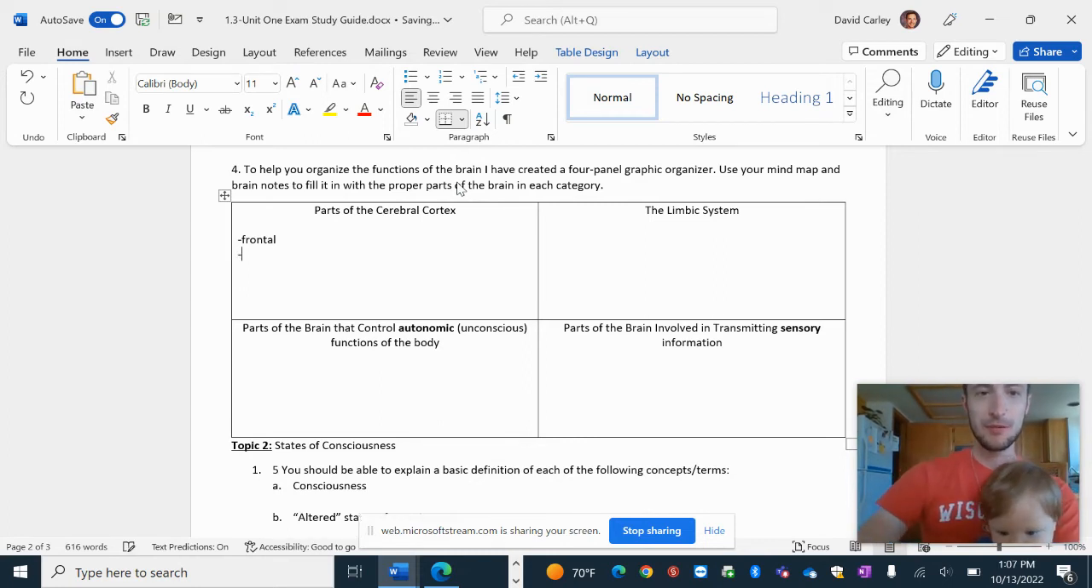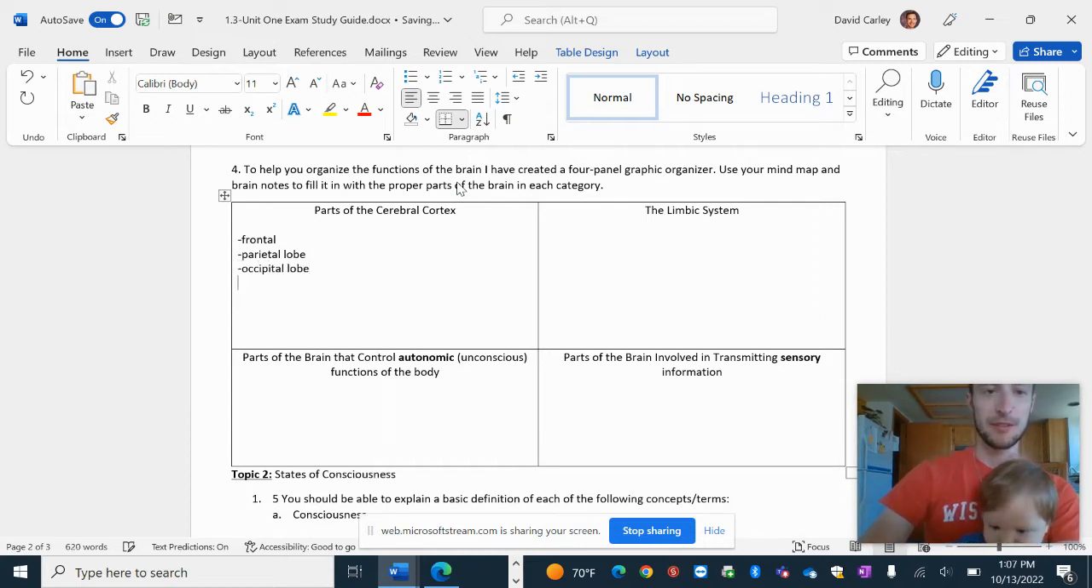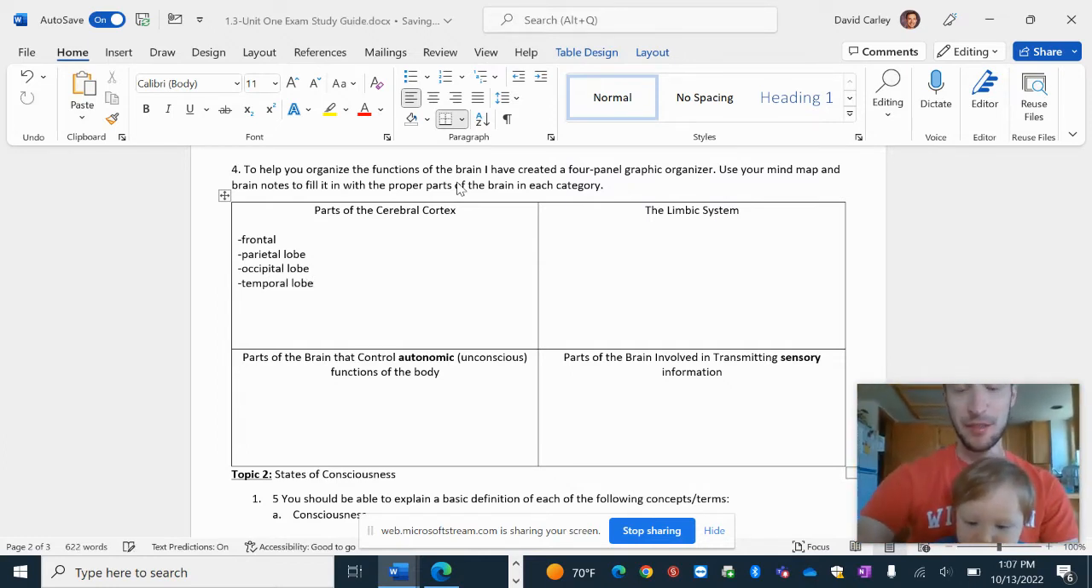Frontal lobe, you've got the parietal lobe. You've got the occipital lobe. And the temporal lobe. Those are the major parts of the cerebral cortex. The thing that separates you the most is the frontal lobe, the developed frontal lobe.